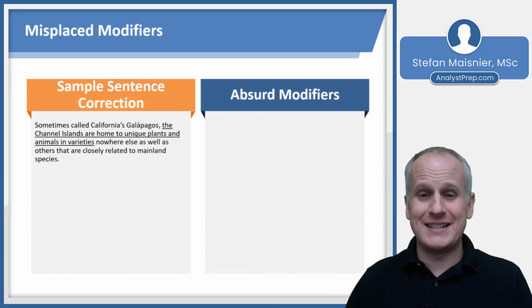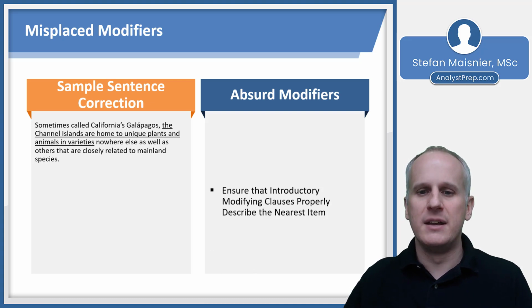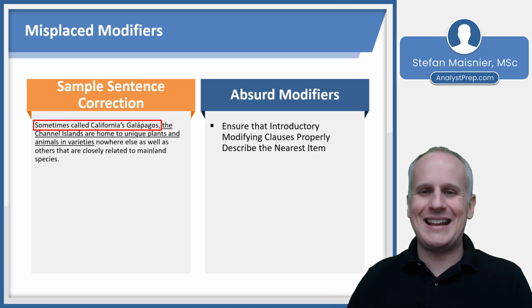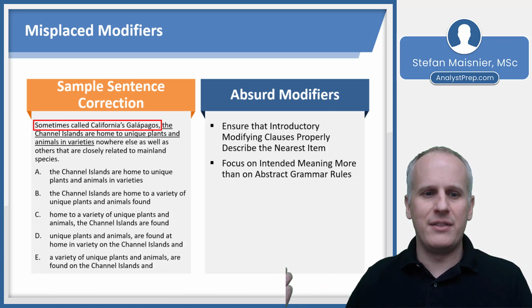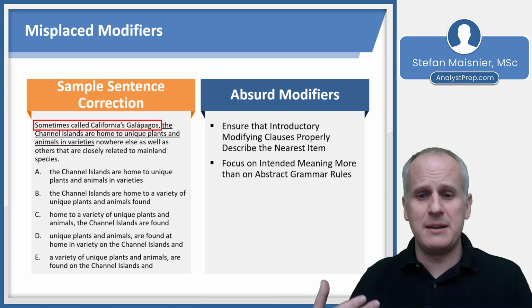As always, we'll read the sentence as written first. "Sometimes called California's Galapagos, the Channel Islands are home to unique plants and animals in varieties nowhere else, as well as others that are closely related to mainland species." So you first have to ensure that any introductory modifying clause is properly describing the next nearest item. And in this case, California's Galapagos is modifying the Channel Islands. And that makes sense. And you have to just focus on intended meaning more than on abstract grammar rules to recognize these kinds of errors.